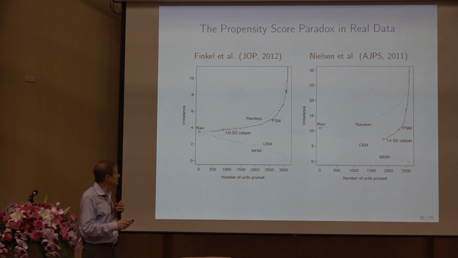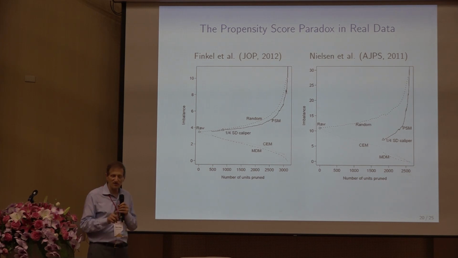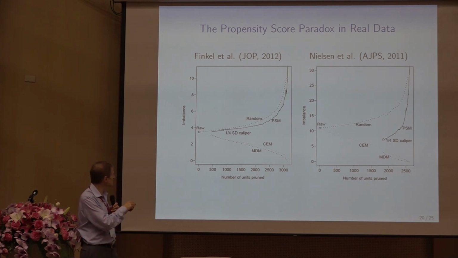Now, before I get to propensity score matching, just to orient ourselves, I randomly deleted observations. No one would ever do that, but let's just see what it looks like. If we randomly delete observations, this is what happens. It actually gets worse and worse.